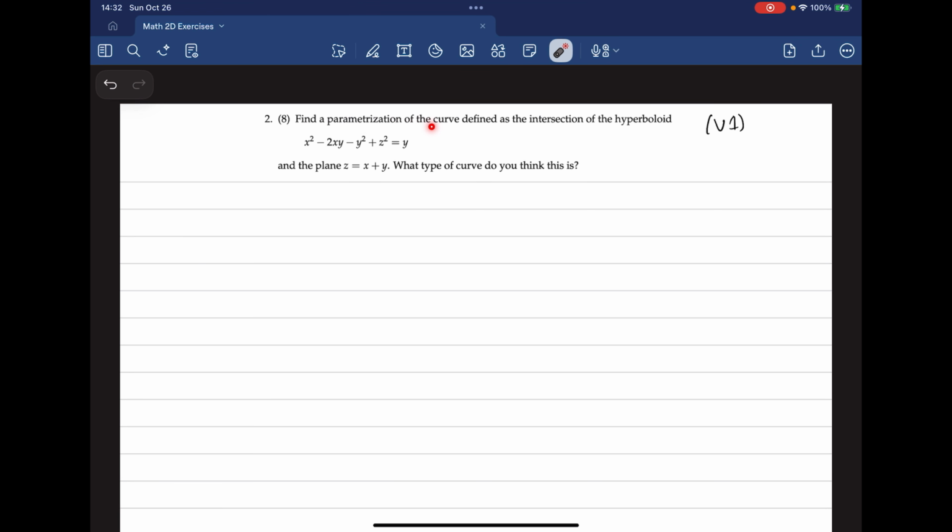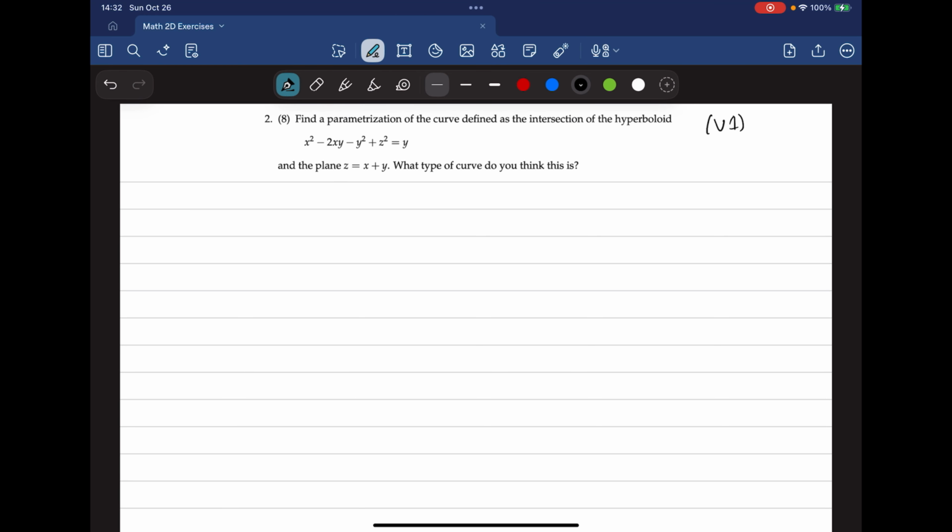Find a parameterization of the curve defined as the intersection of the hyperboloid given by this equation and the plane z equals x plus y. What type of curve do you think this is? Okay, so how do we begin with a problem like this, right?